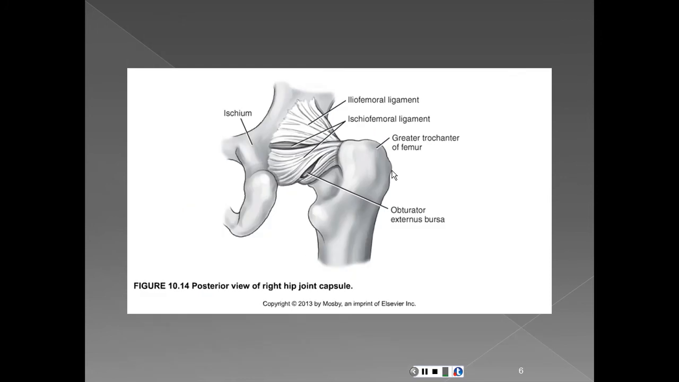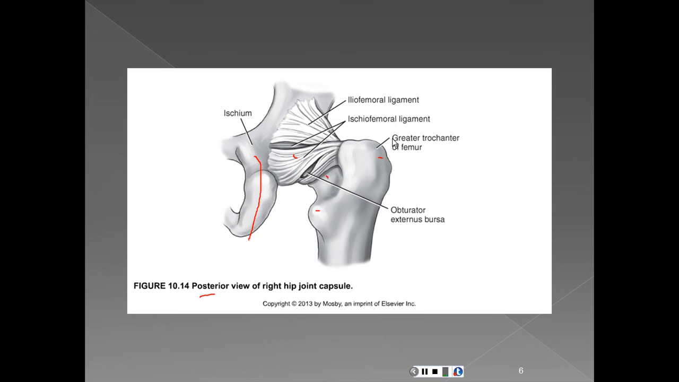So here's another illustration of the posterior view of the right hip joint, and we call it a joint because now it's fully encapsulated, so all the synovial fluid will be located right there, in the middle of the joint. So we're looking at a posterior view. Right here would be the ischium coming down there. You have the lesser trochanter, you have the greater trochanter. This is the back of the femoral neck.